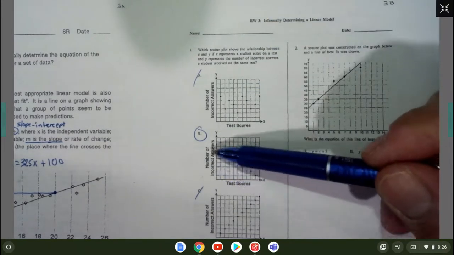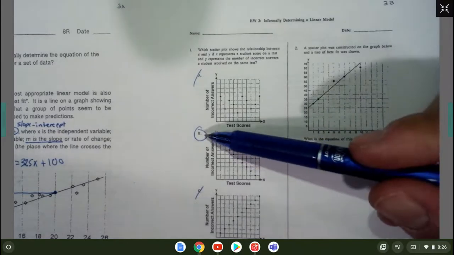And then the last problem we did in class last time, here was number 1 on page 3B. So we said which scatter plot shows the relationship between x and y if x represents a student's score on a test and y represents the number of incorrect answers a student received on the same test. All right. So for that, this one doesn't make sense because there's no correlation here, but there's certainly a correlation here. On B, we see that as the number of incorrect answers decreases, as this is going down, we see the test score is going up.